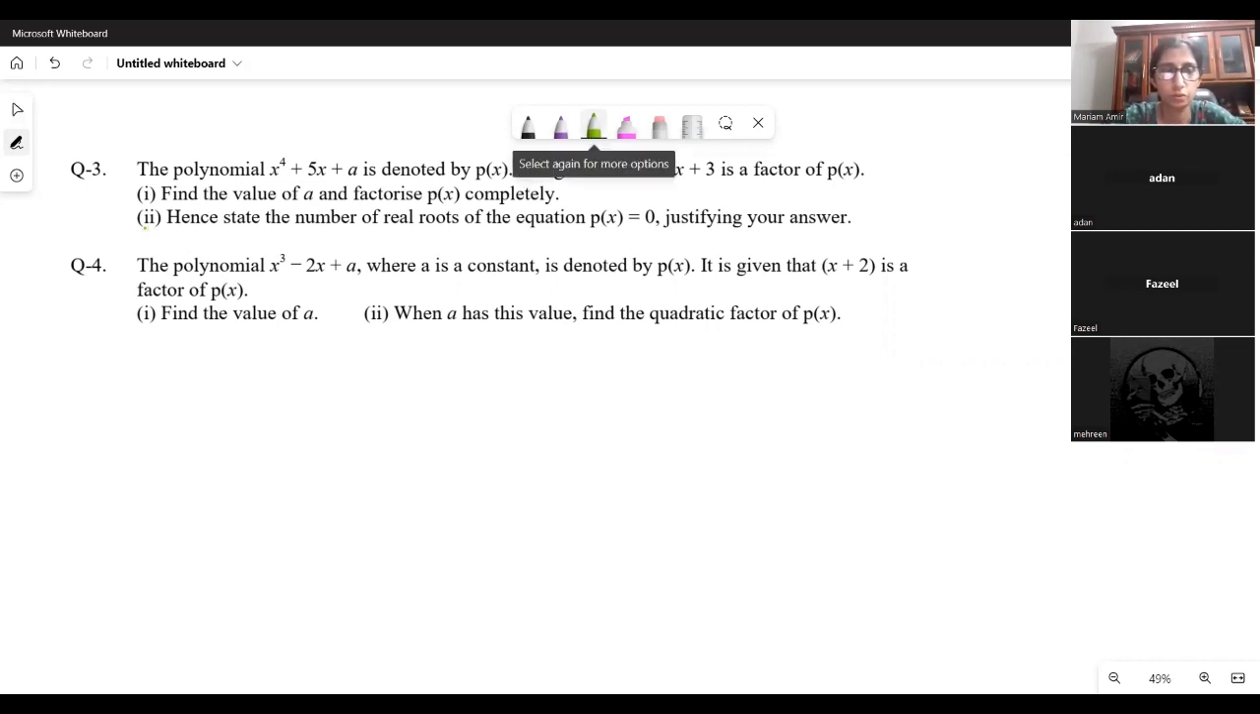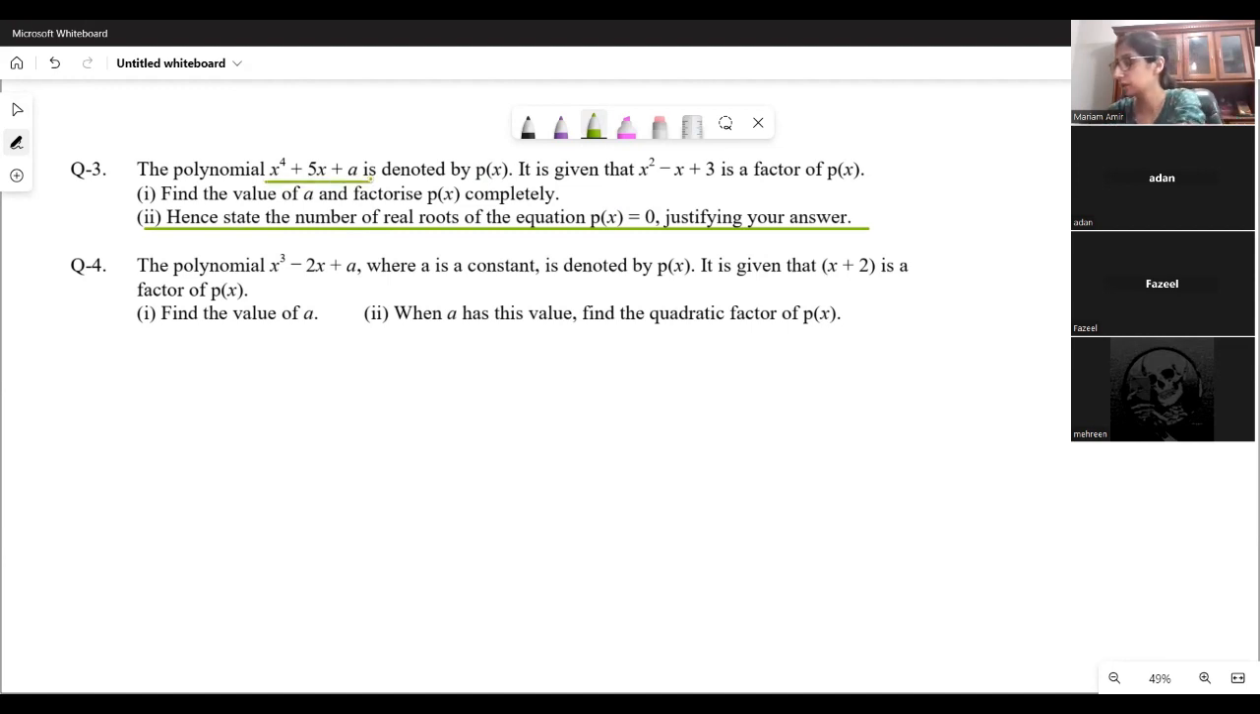Okay, so let's quickly go over 3(2) first. Hence, state the number of real roots of the equation p(x) equals 0. अब आपने p(x) को factorize कर लिया होगा in part 1. If you guys were able to do part 1, तो फिर वो आ गया question 3 part 2.